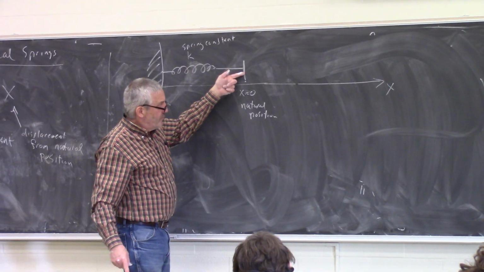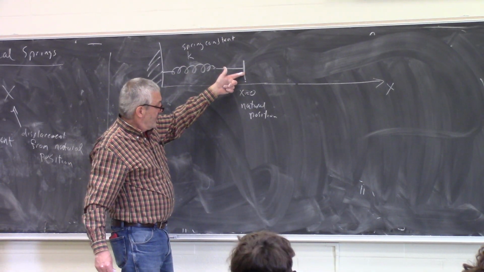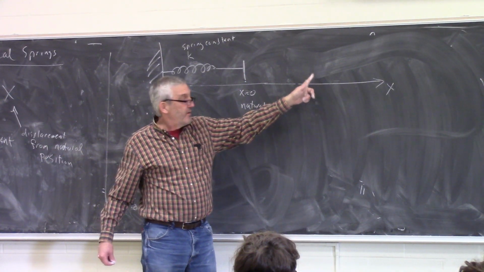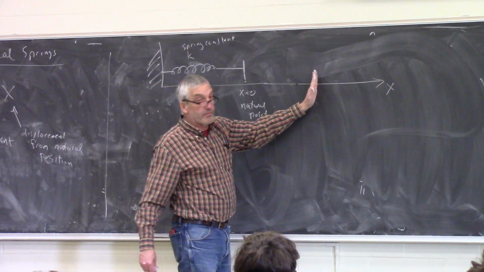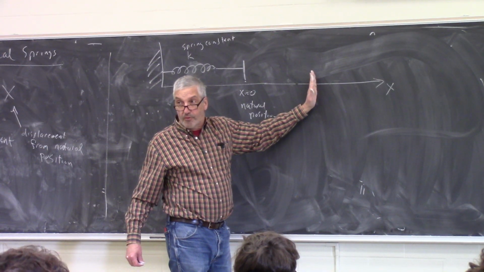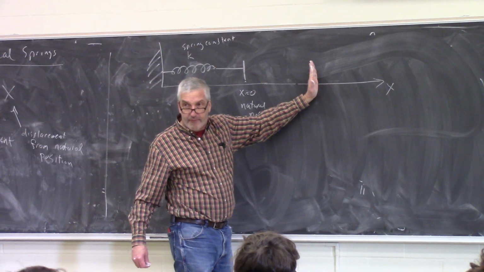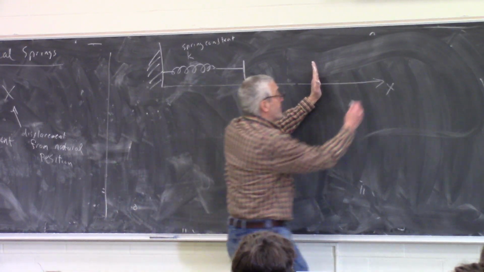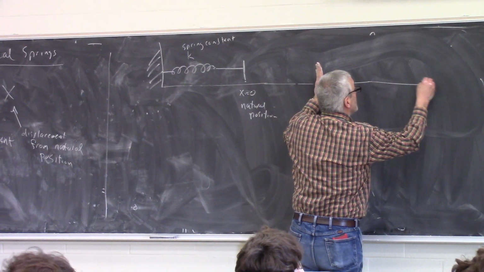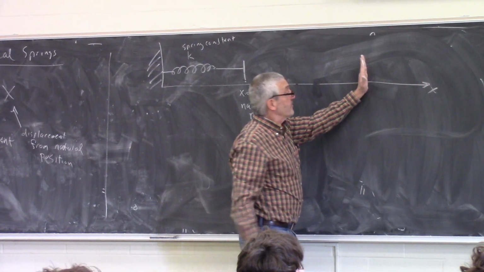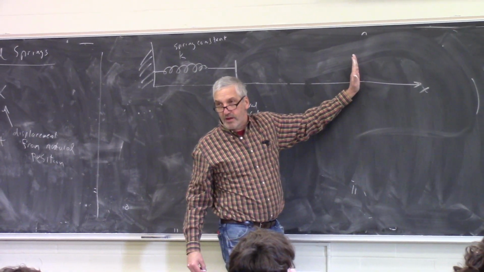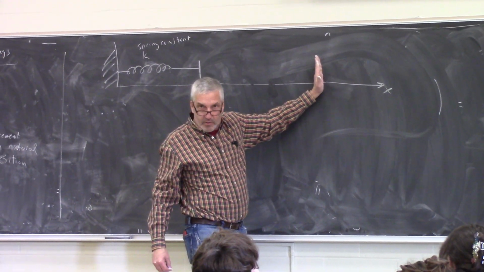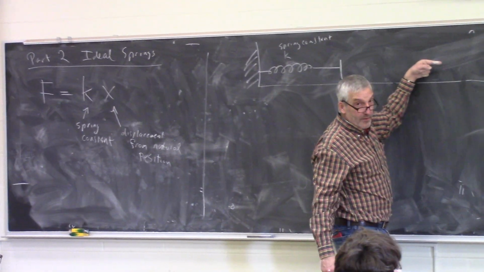If I wanted to move it, say, 5 meters, so I've stretched it to x equals 5, then the force that I would be exerting on that handle would be 5k, whatever k is. If I want to stretch the spring out to x equals 13, so the handle is sitting at x equals 13, the force I would have to be exerting on it would be 13k, whatever k is. And that force would be in this direction.